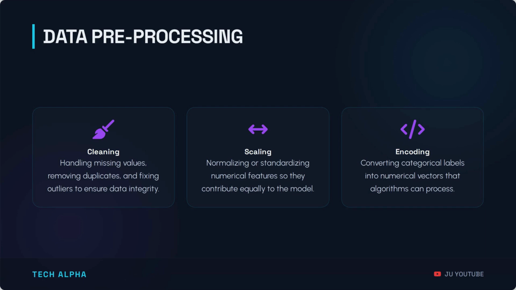Encoding categorical data. Machine learning models understand numbers, not text. So values like male and female must be converted into numerical values such as 1 and 0. This process is called encoding and is an important part of data preprocessing.